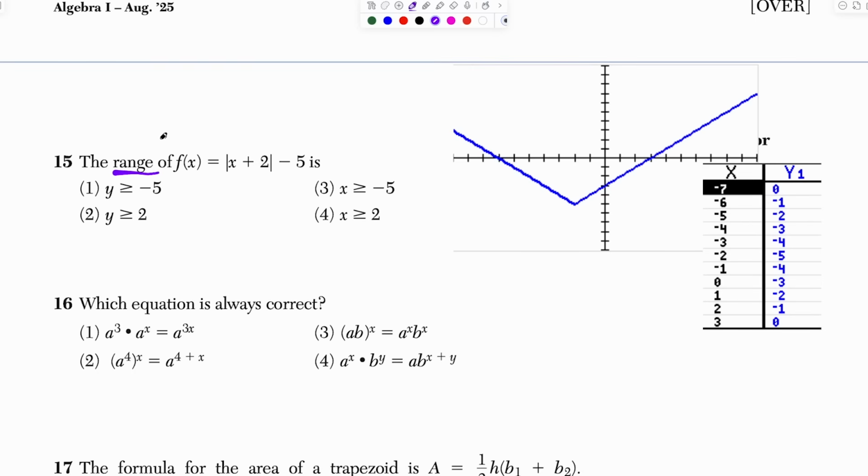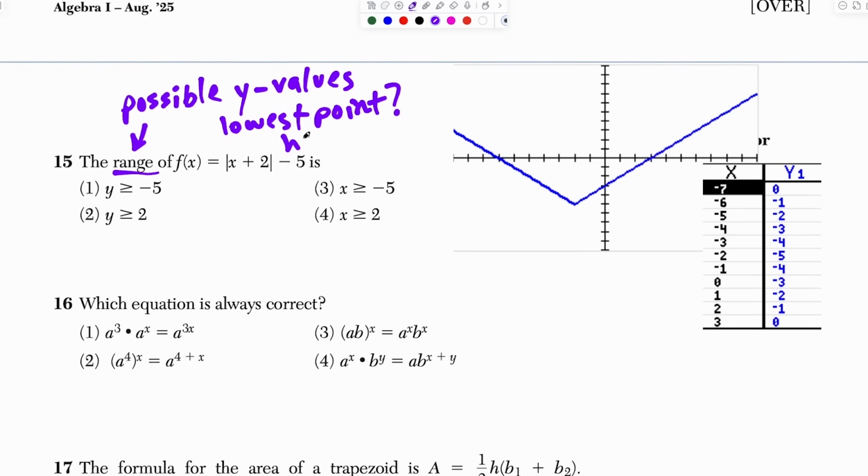So since we're looking for the range of f of x, the range is the possible y values. So we're focusing on the y values. And when I look for the range, I try to look for a lowest or highest point. So I ask myself, is there a lowest point?